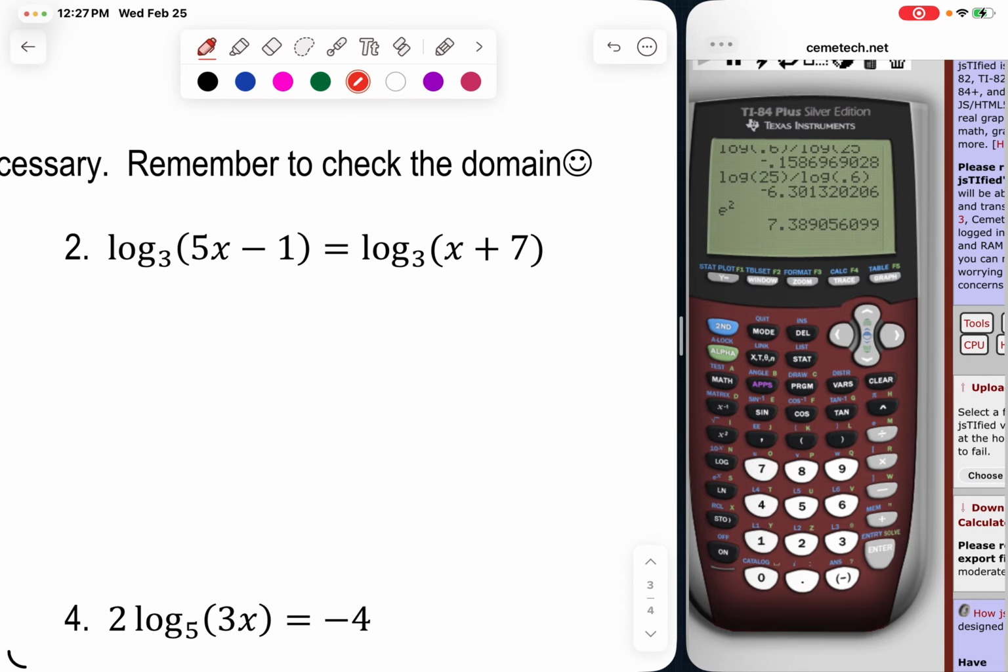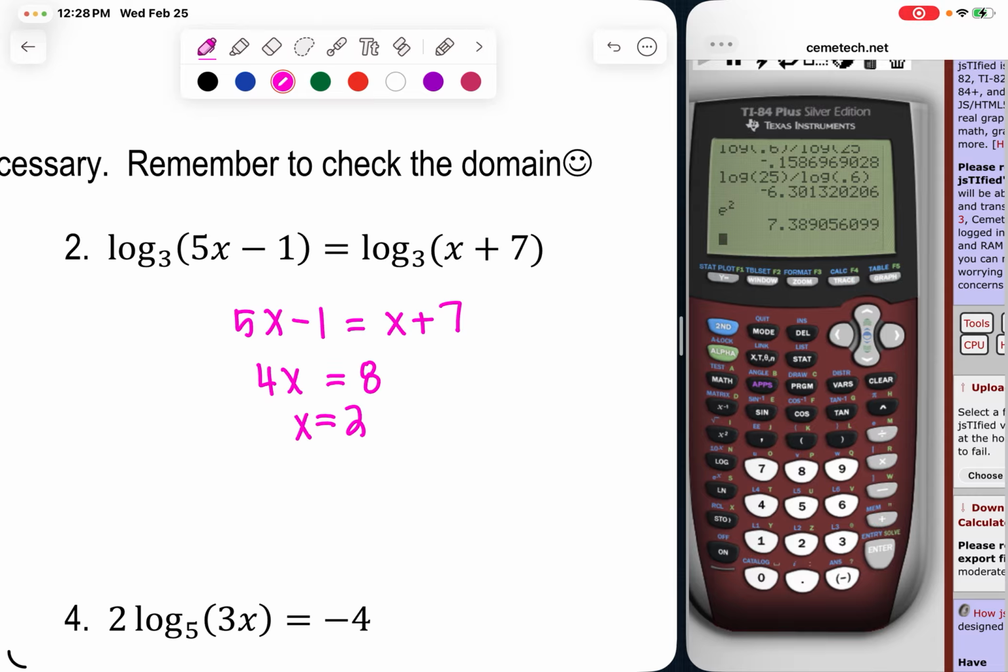Okay, this one right here. This log is equal to this log, right? So if I went like this and went like this, right? What we do know is that whatever's inside those things that I scratched off, they have to be equivalent to each other for it to be true, right? So we are going to set the arguments equal to each other. 5x minus 1 is equal to x plus 7. Subtract x from both sides, you get 4x. Add 1 to both sides, you get 8. Divide by 4, you get x equals 2.